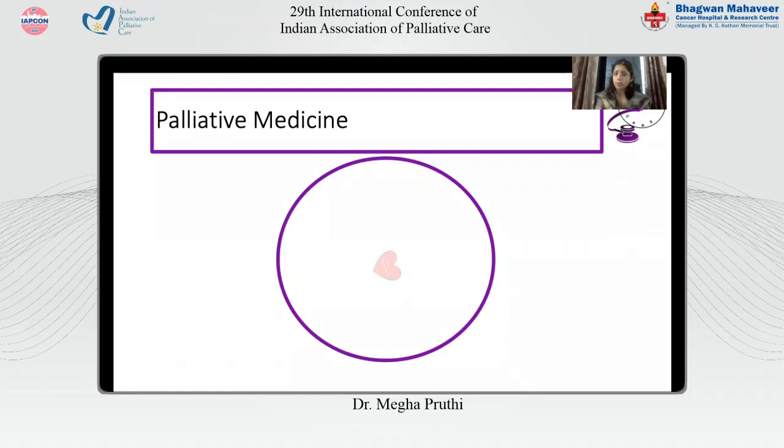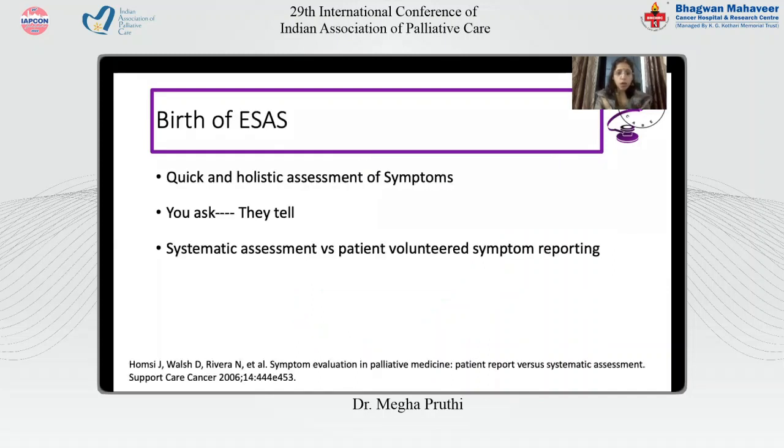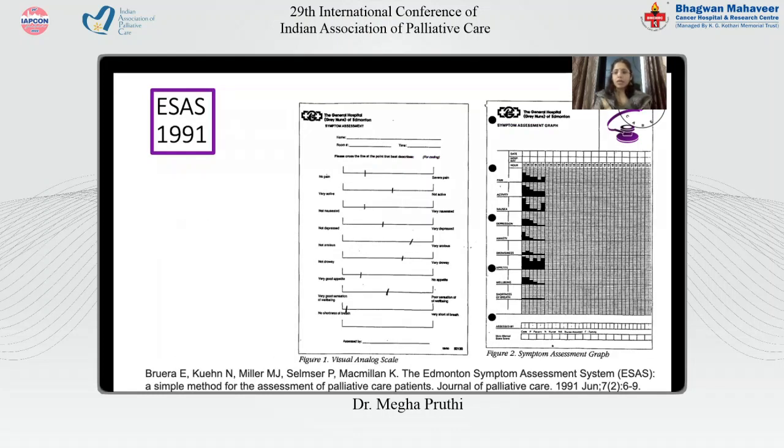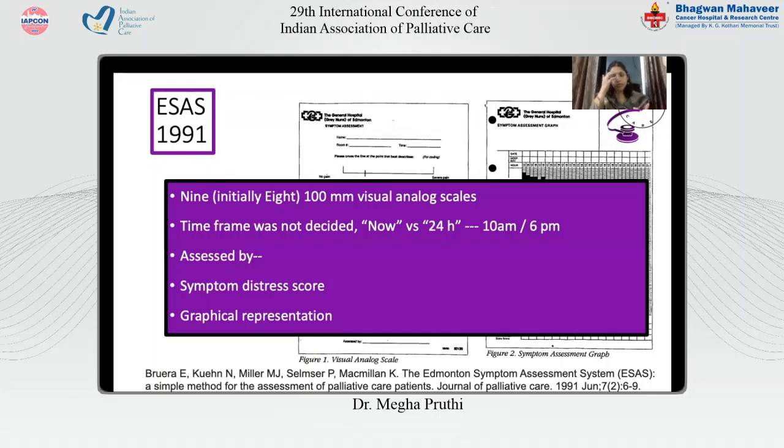We all know that symptom management is the heart of palliative medicine. So we all want a quick and holistic assessment of symptoms by a very simple tool. That was the basis, and Bruera et al. developed ESAS in 1991. When it was developed way back in 1991, they considered initially 8 and then finally 9 symptoms over a 100 millimeter visual analog scale.